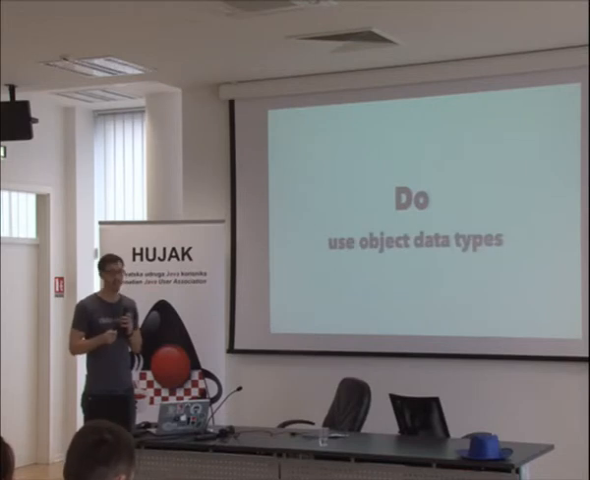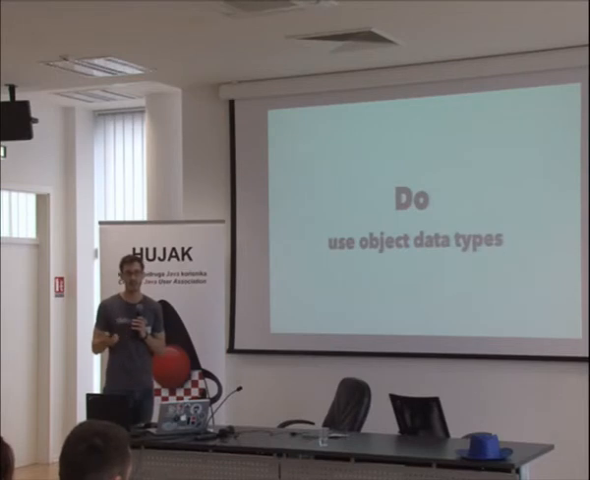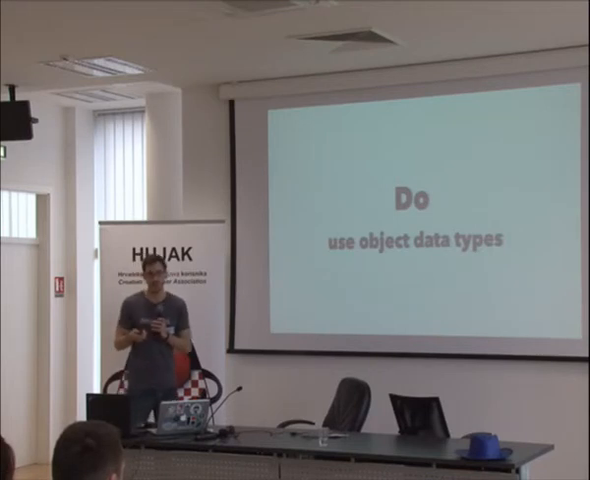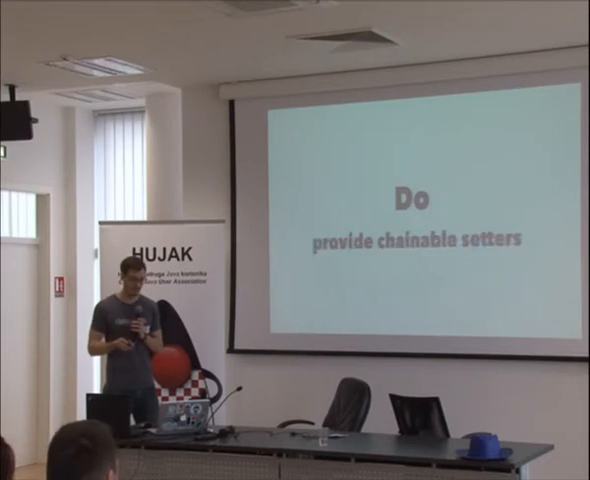Do use object data types. The problem is, with primitive data types, there are no null values. So even if the value is not set, the database will add the default value. If you're using a primitive integer, it will always have the value 0. But if you're using the object data type and you don't set it, it just doesn't appear in the JSON document because it's null. And when you load it, the mapper will automatically see, okay, there's nothing there, it must be null, everything good. And provide chainable setters.